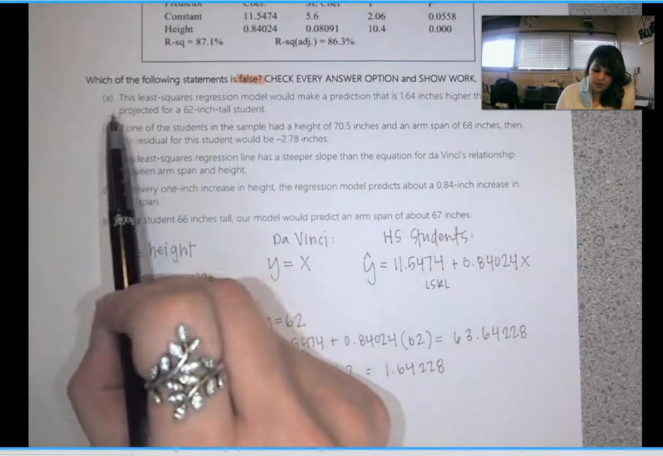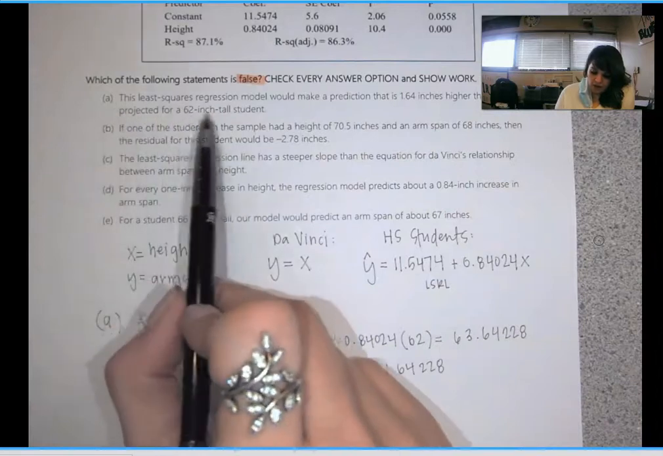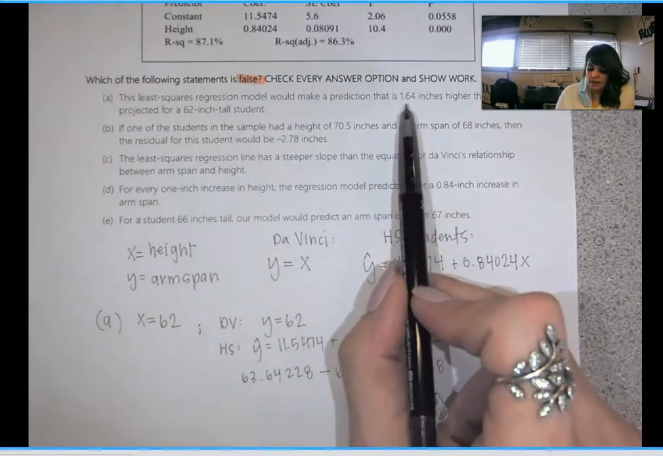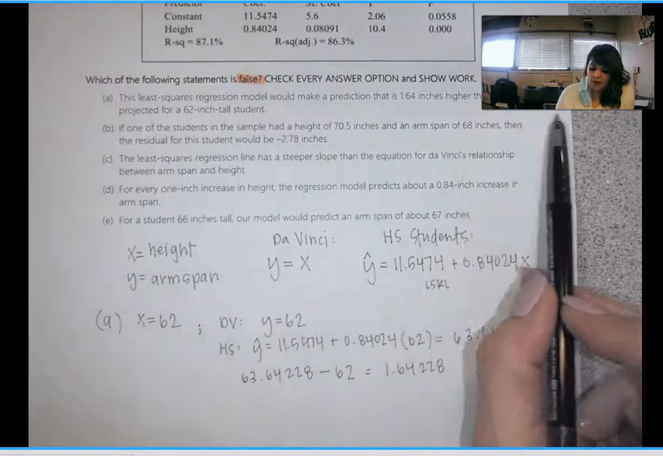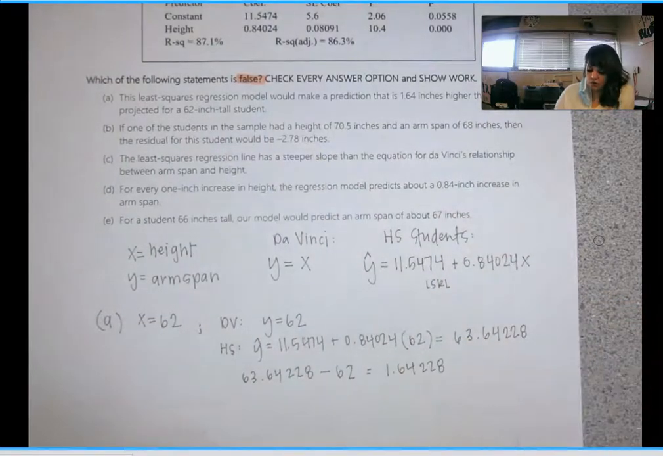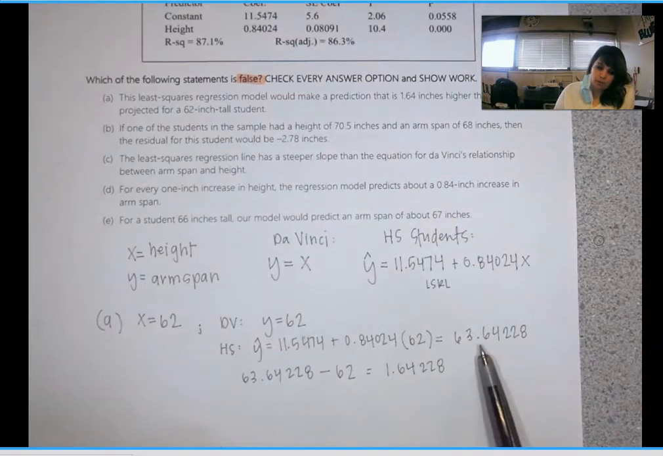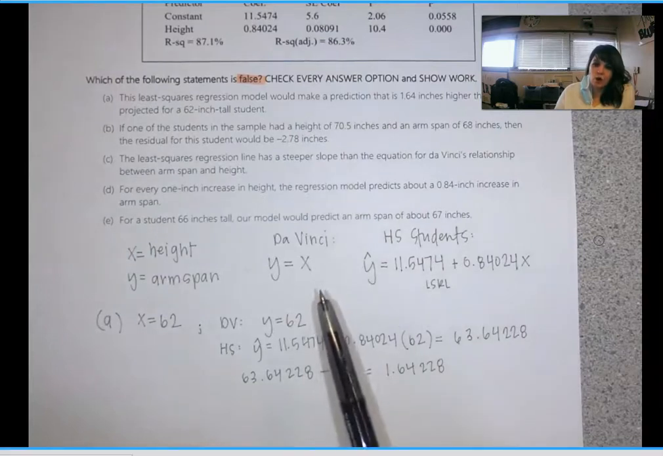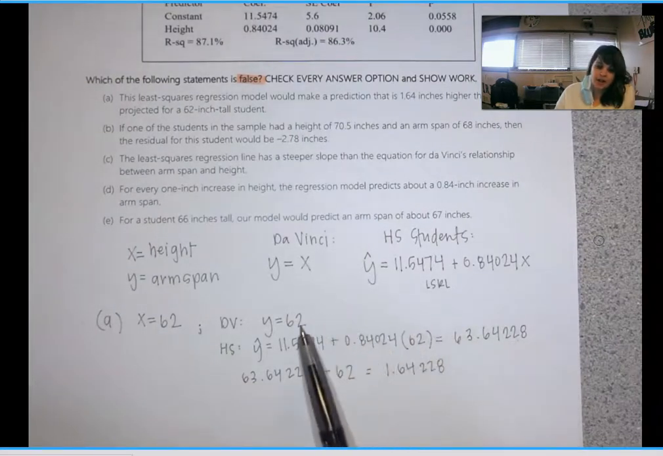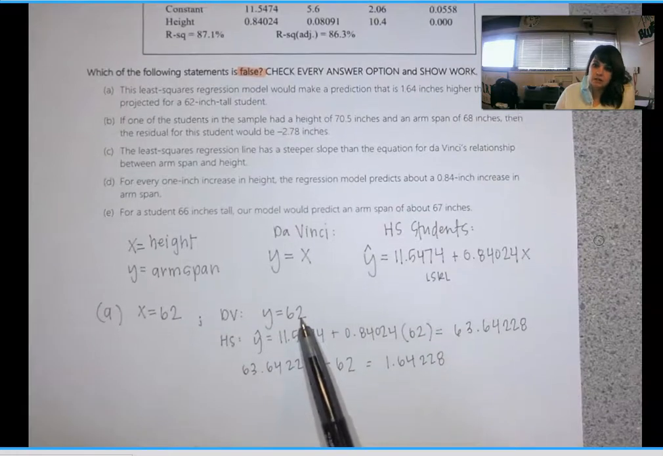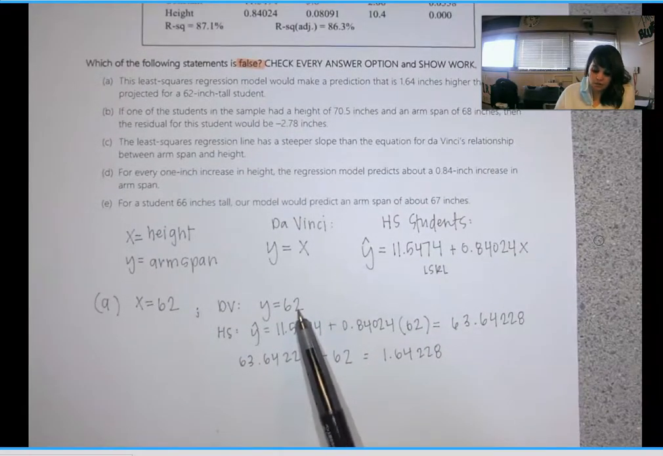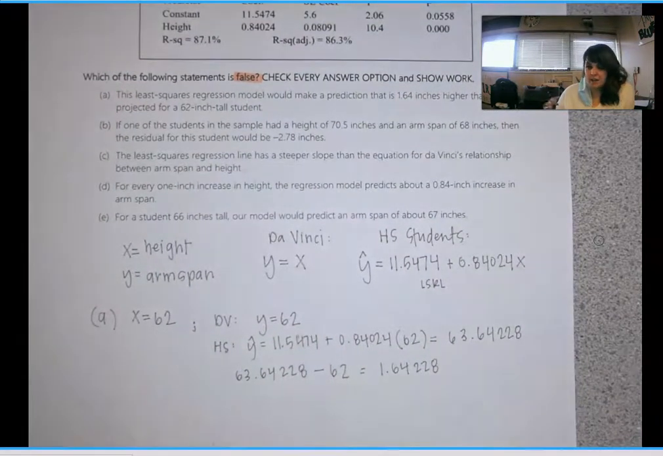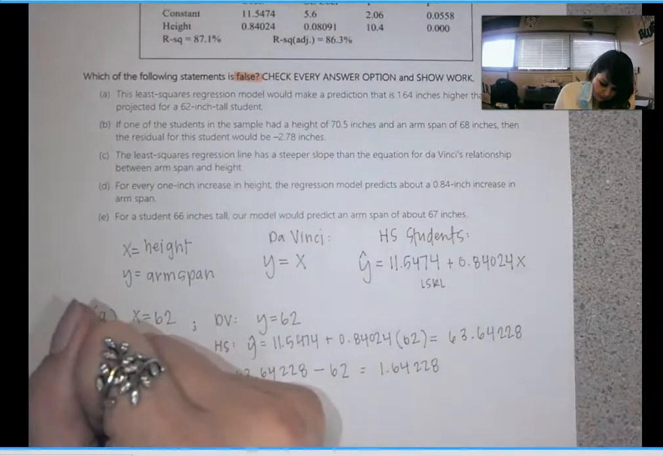So now let's go back up to part A. The LSRL would make a prediction that is 1.64 inches higher than Da Vinci's. True. A is true. Our prediction of 63.64 is 1.64 inches higher than Da Vinci's height would have been. Well, not his personal height, but his equation's height.